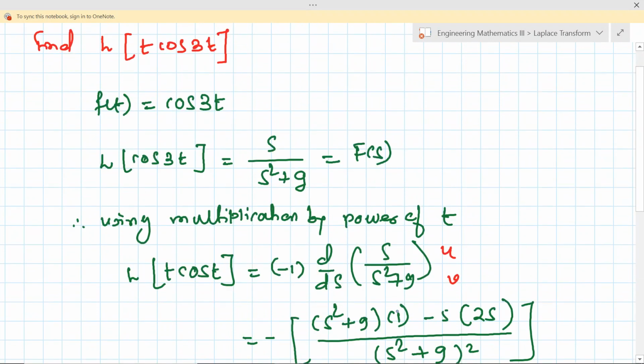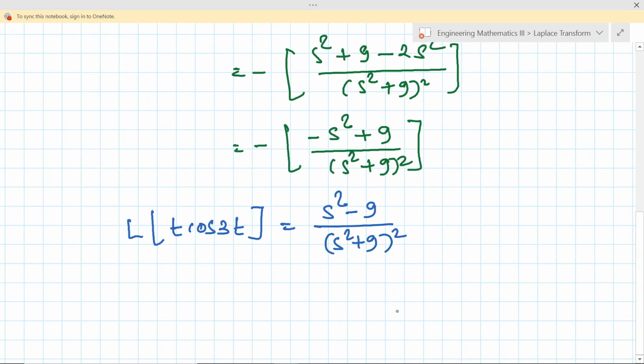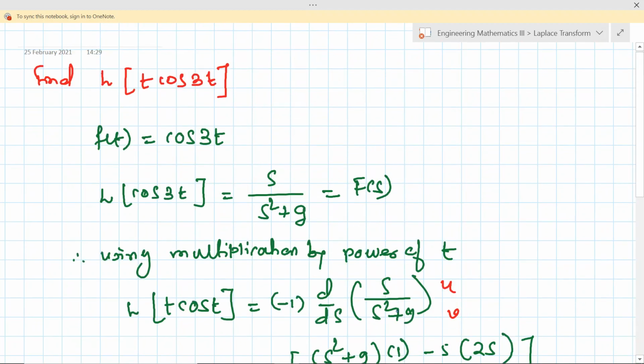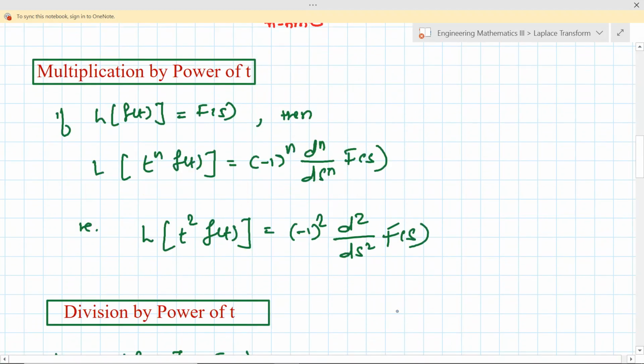If t squared is there, again we take the derivative of this. So you'll get (-1)^2 times d^2/ds^2 of F(s), in this way. Okay, so this is the multiplication by power of t.